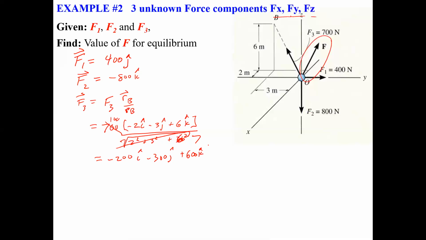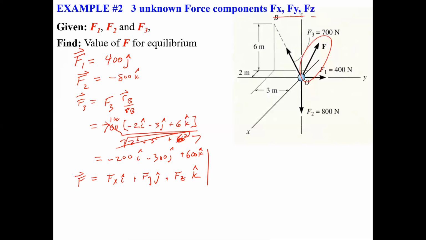Okay, so now we have the forces. Our unknown force F is just going to be Fxi plus Fyj plus Fzk. So the next step is to do what? Yeah, sum all the x components, make them add up to 0. Sum all the y components, make sure they add up to 0. And that's how you find Fx, Fy, and Fz, right?